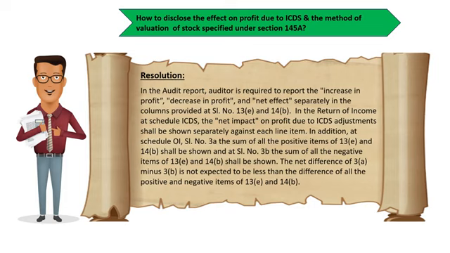In addition, at Schedule OI, serial number 3A, the sum of all the positive items of 13E and 14B shall be shown, and at serial number 3B, the sum of all negative items of 13E and 14B shall be shown. The net difference of 3A minus 3B is not expected to be less than the difference of all the positive and negative items of 13E and 14B.